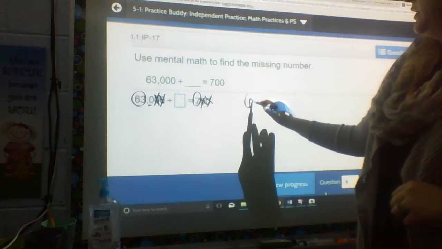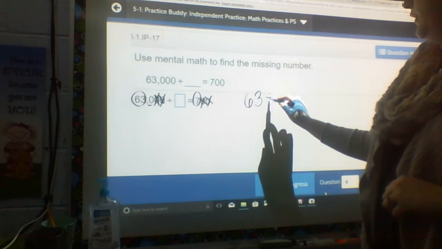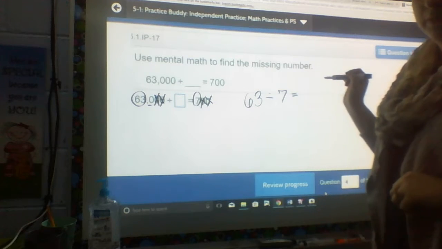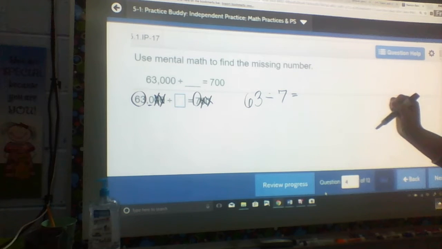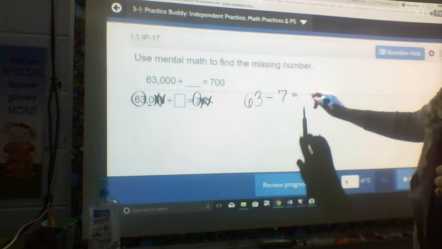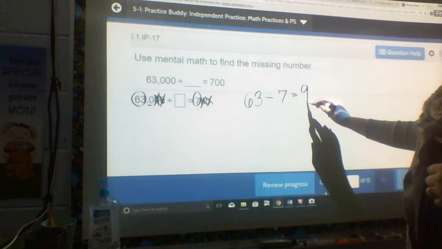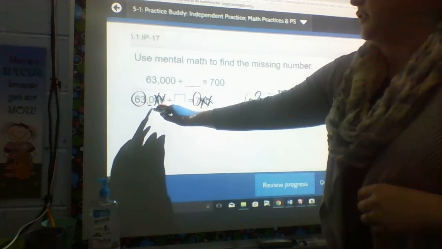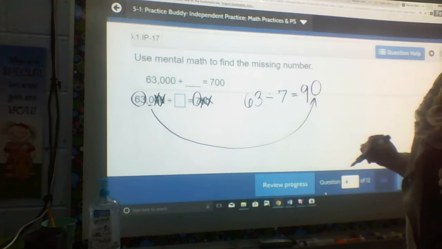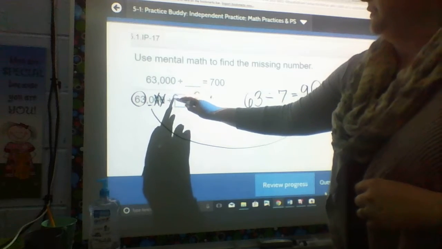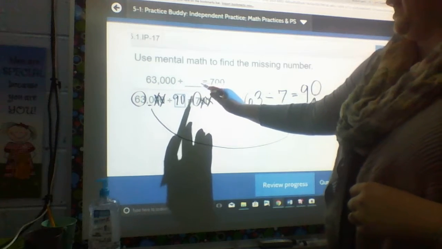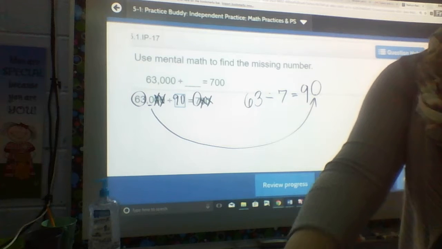So then I can do 63 divided by 7, and this is another one. If you don't know your basic multiplication and division facts, you can use a strategy to help you find this answer. That 63 divided by 7 equals 9. Since I have 10 left over here, I need to plug that in at the end of my answer to give me 90. So 63,000 divided by 90 equals 700.